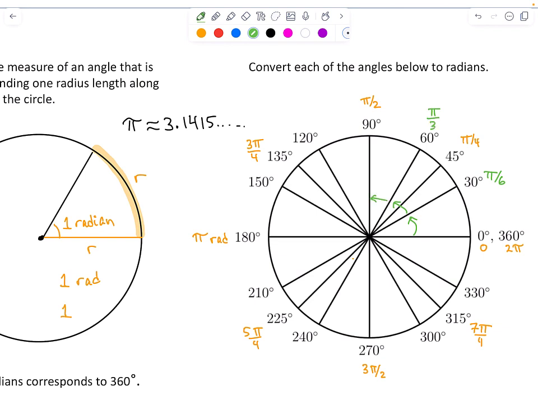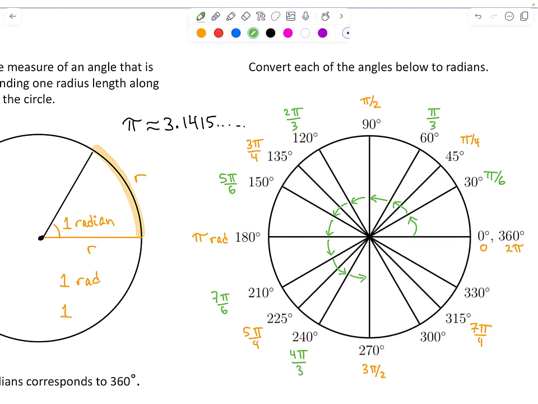Another pi 6th rotation will take us to 3 pi 6ths, which is pi halves, confirmed by this. Another pi 6th rotation will take us to 4 pi 6ths, which we can simplify to 2 pi thirds. Another 30 degrees will take us through that middle line and take us to 5 pi 6ths. 30 more degrees will take us to 6 pi 6ths, which is just pi. 30 more degrees will take us to 7 pi 6ths. 30 more degrees will take us to 8 pi 6ths, which is just 4 pi thirds.